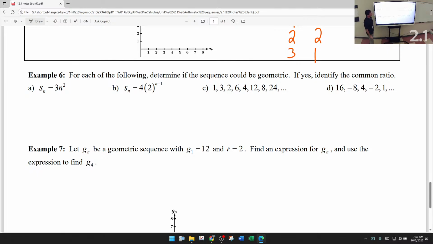For each of the following, determine if it could be geometric. If it is, identify R. So 0 to the 0 is 0. 0 times 3 is 0. 1. 1 squared is 1. 1 times 3 is 3. Yuck. It's not looking good at all. 2. 2 squared is 4. 4 times 3 is 12. Well, this common ratio, that's 4. That's not 4. So it's nothing. 0 times anything is 0. This is starting off bad because of the 0. Nothing.